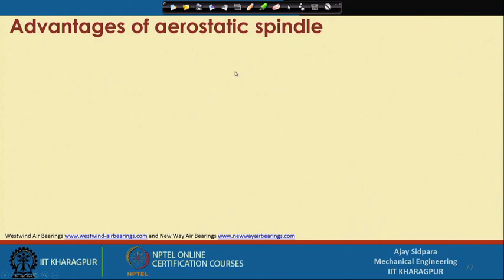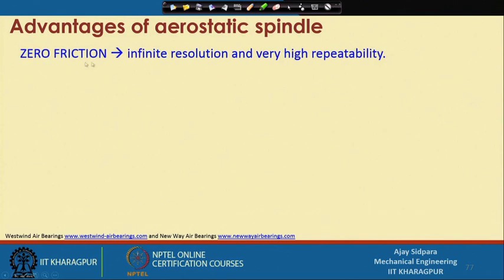Now, let us discuss a summary of this particular aerostatic bearing. What are the advantages? So, it has zero friction, so infinite resolution and very high repeatability is possible here, with a condition that you are adding one particular encoder also. If your encoder resolution is not good, then there is no way you are getting the complete advantage of the spindle speed.